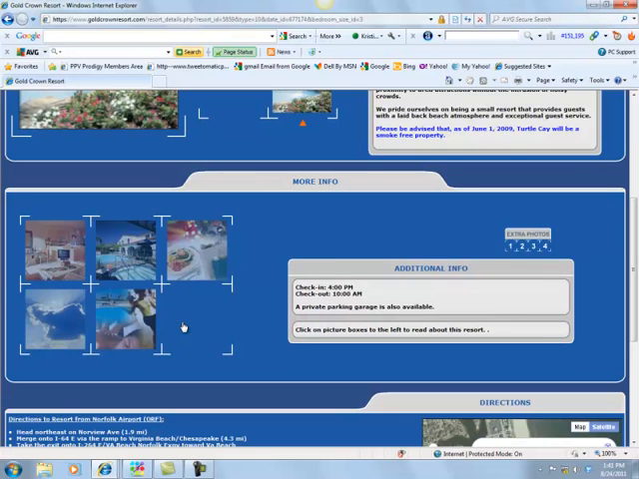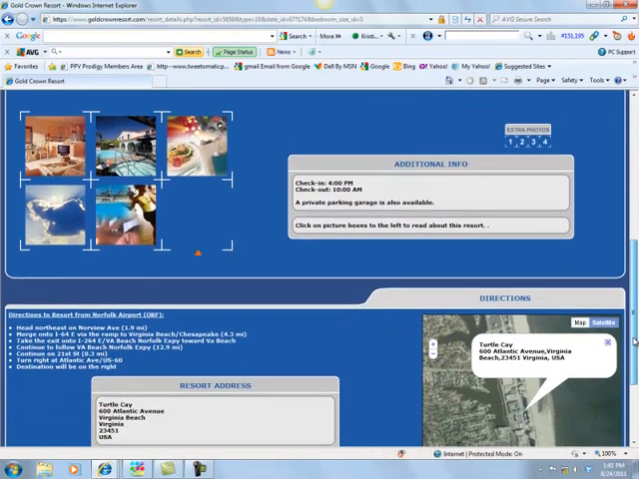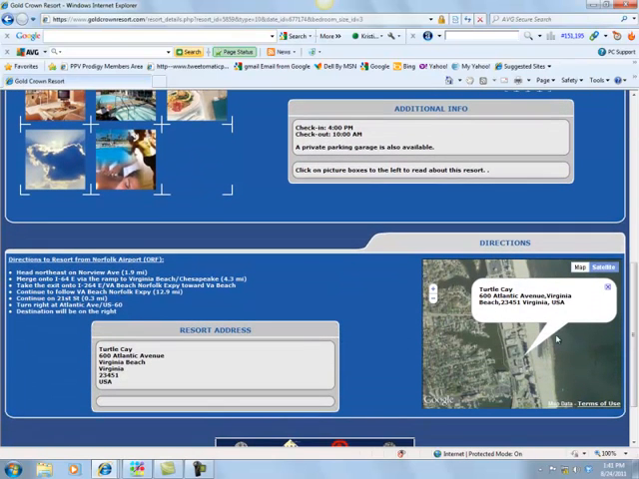And here's the check-in, check-out dates. Down below here, it shows the directions where exactly the resort is. It's right here, across from the ocean. I believe you do have to walk across a busy street to access the beach, but that is along the boardwalk area. And this is the directions from the resort to the nearest airport.